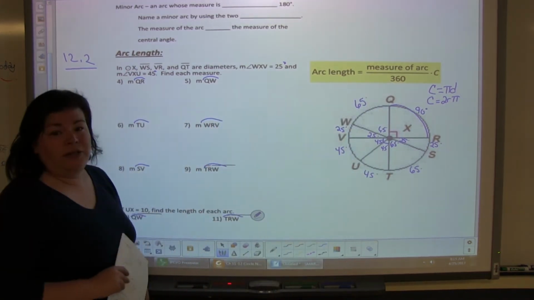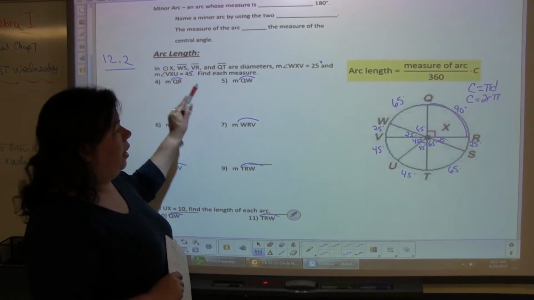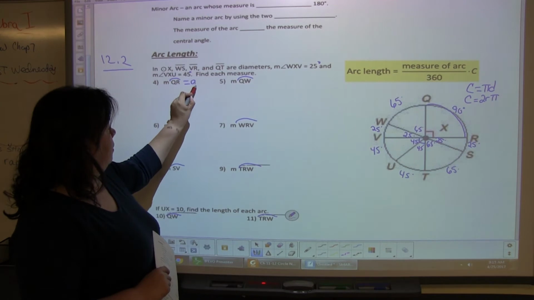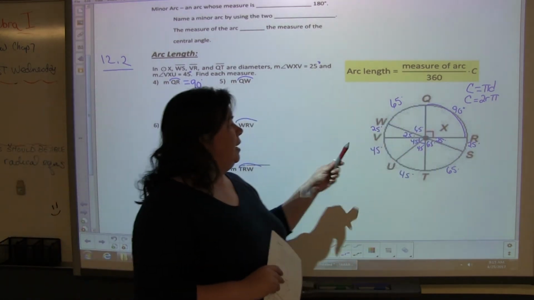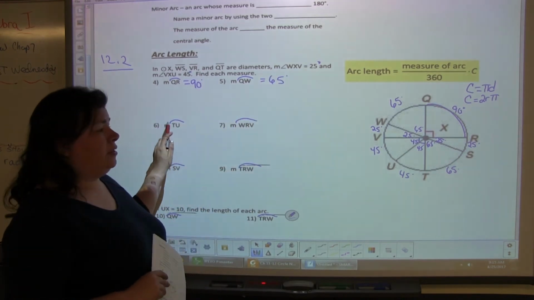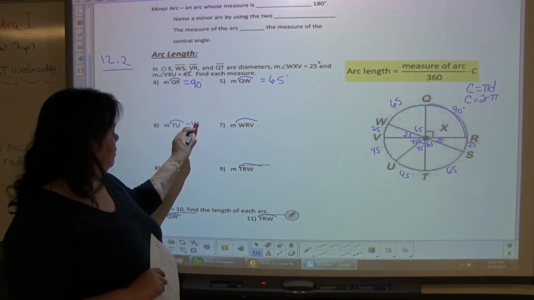And we can go ahead and answer all of these questions now. So the measure of arc QR is 90 degrees. The measure of arc QW is 65 degrees. The measure of arc TU is 45 degrees.